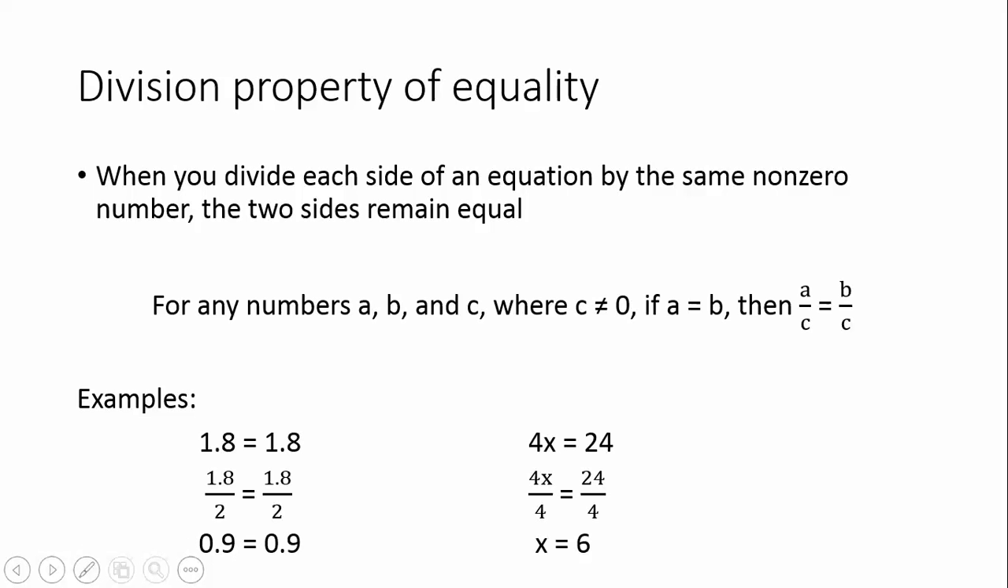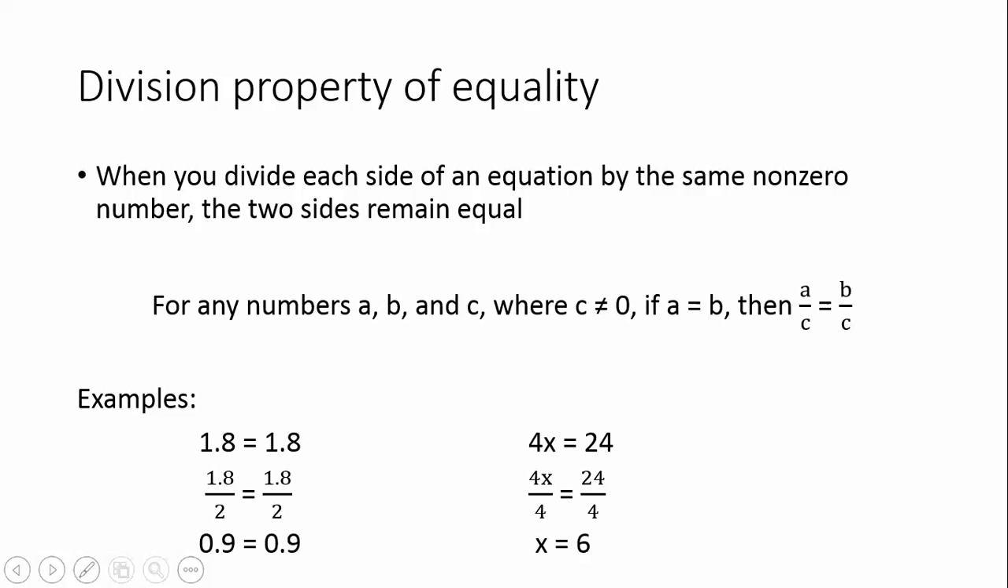The first one is the division property of equality, which says when you divide each side of an equation by the same non-zero number, the two sides remain equal. So it's very similar to the addition and the subtraction properties. For any numbers a, b, and c, where c does not equal 0, if a equals b, then you can divide both sides by the same number, c, and your equation is still equal.